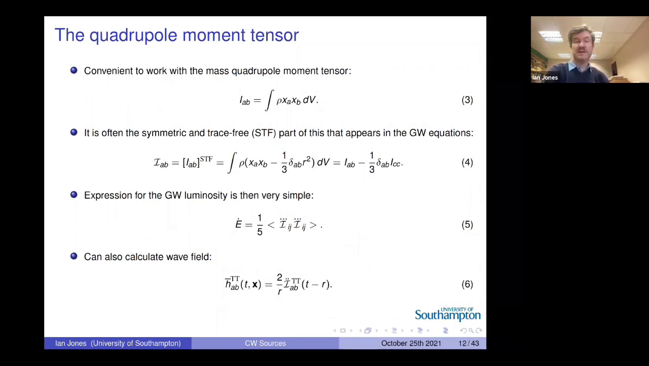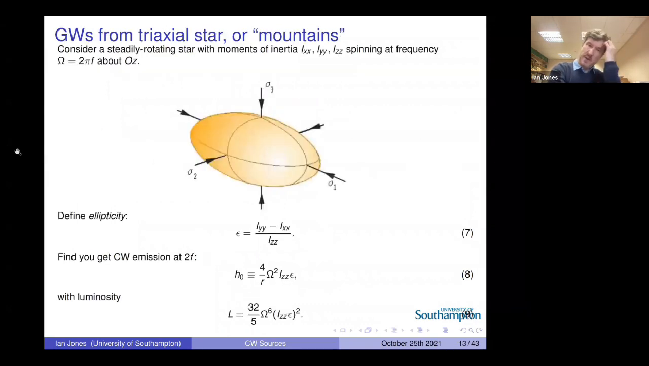Another famous formula is number 6. This is the expression for the gravitational wave field itself. The TT stands for transverse traceless gauge. I won't explain that in any detail. I hope you know about that. And that goes as the second time derivative of the quadrupole moment tensor.